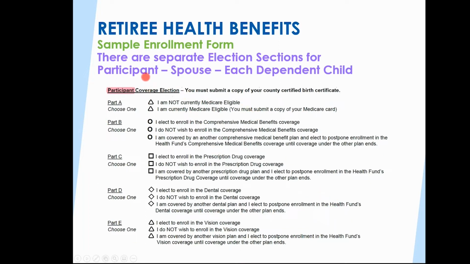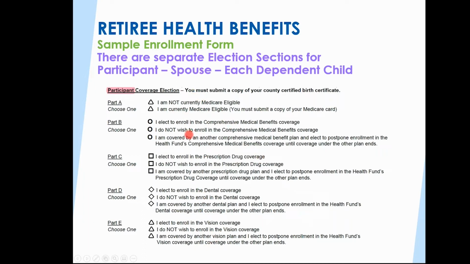This section here on my example on the slide is only the election form for the participant. There's another election section. See here, it's highlighted in pink, it says participant. There's another election section on the forms for a spouse. And there are separate election forms for each dependent child younger than 26, or perhaps older than 26 if they're disabled.